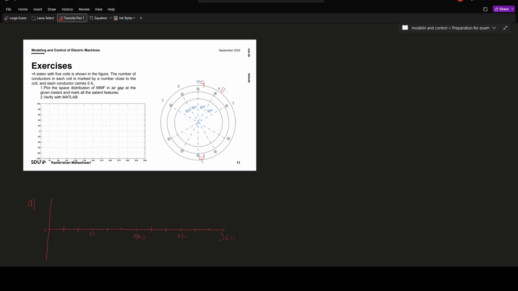I'm gonna call this 2A, 2A dash, 3A, 3A dash, and this is gonna be 2B. I'm gonna call this 2B dash, 3B, and 3B dash. Okay, so I'm gonna start with coil A.